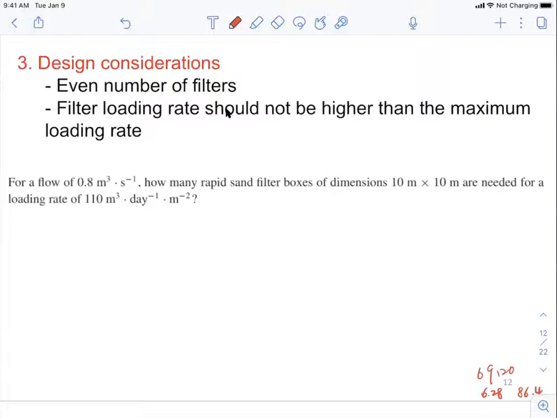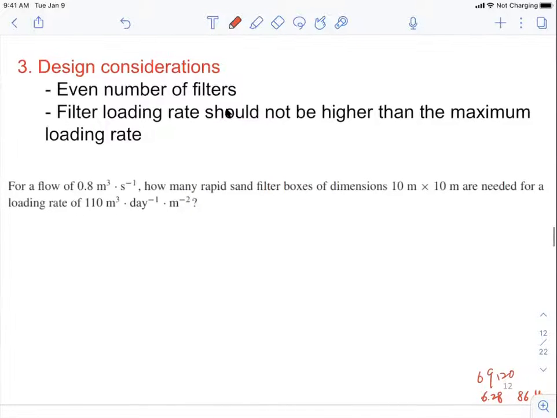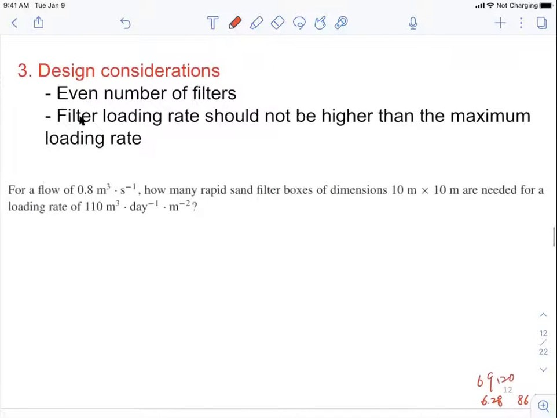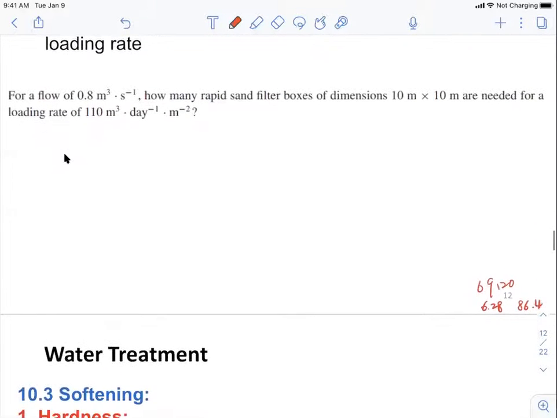Further, for the single media rapid sand filter, people also use at least 4 filters. People will also guarantee that the filter loading rate, or that VA value, should not be higher than the maximum loading rate. If you recall, for the single sand filter, the maximum loading rate is 235, while for the multimedia, that's 300. So we always need to do a sanity check to make sure that our design loading rate is smaller than that value, right? So here I have a simple example.